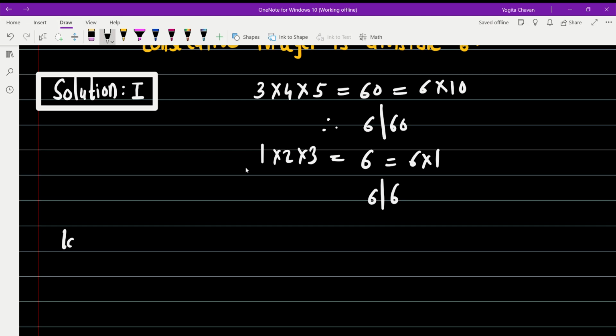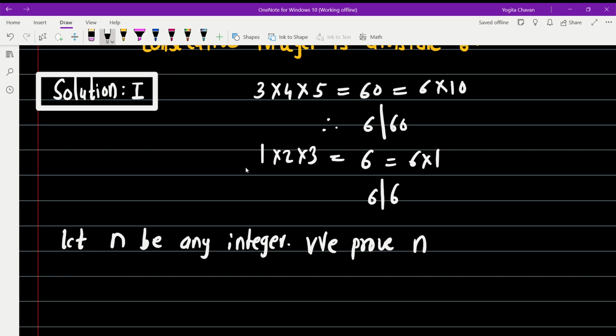Let n be any integer. We prove that n into n plus 1 into n plus 2, this product of three consecutive integers, is divisible by 6. Okay.